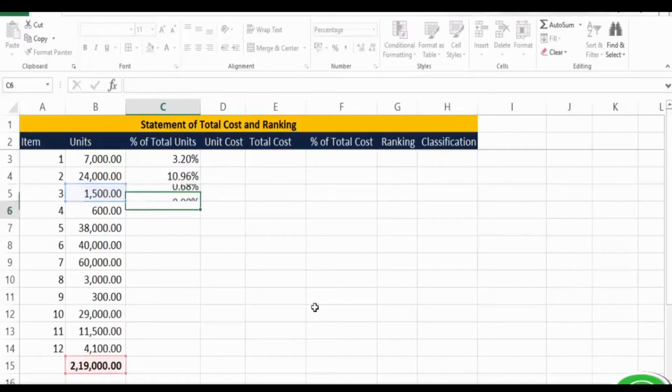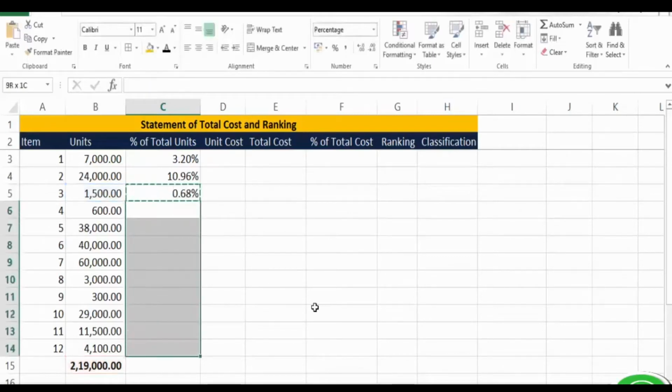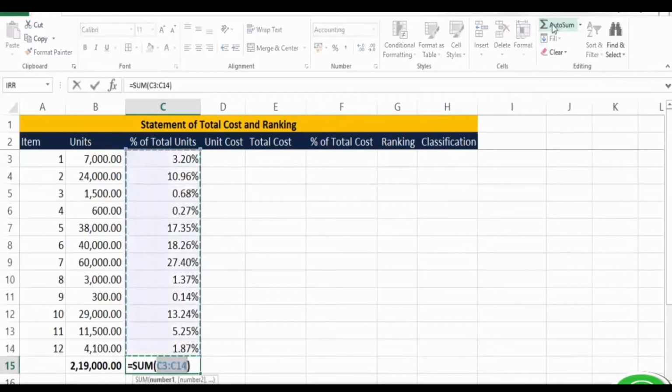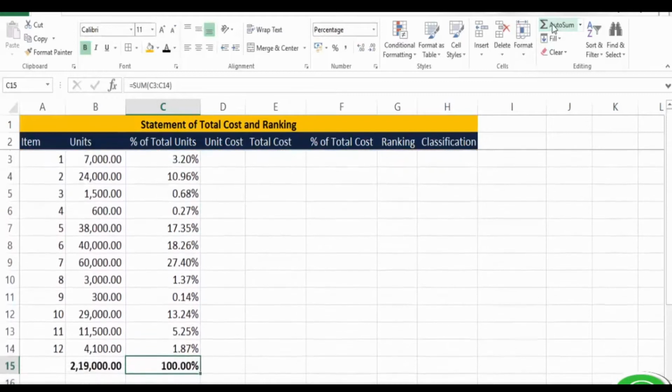So let me just modify the formula. If I calculate for all the items, we'll get like this. And the sum of all this should be equal to 1, that is 100%. Now if you notice, item 1 is occupying only 3.2% of total items, whereas item 2 is occupying 10.96, and item number 7 is taking 27.4% of total size.